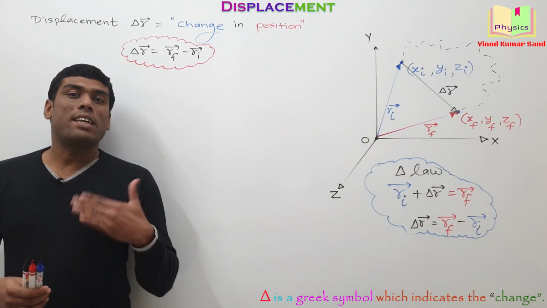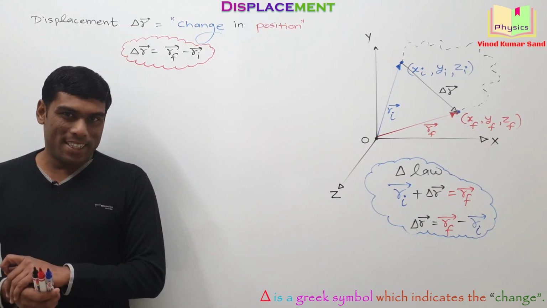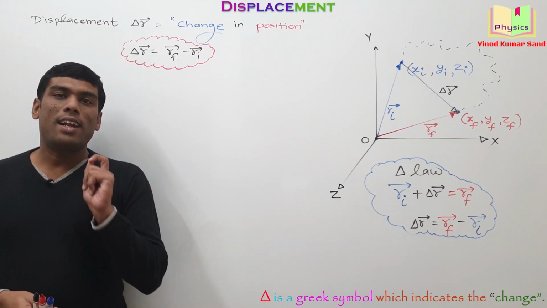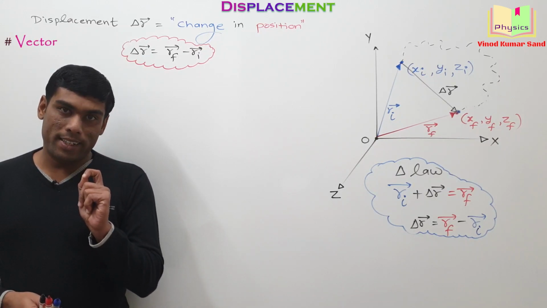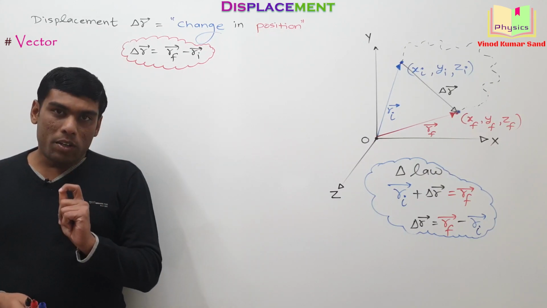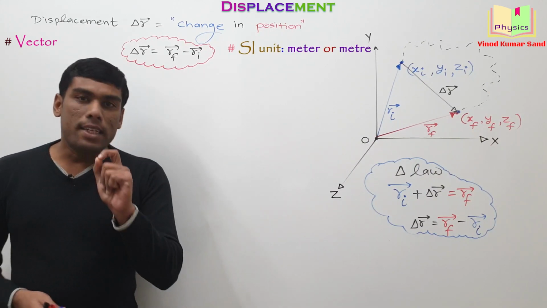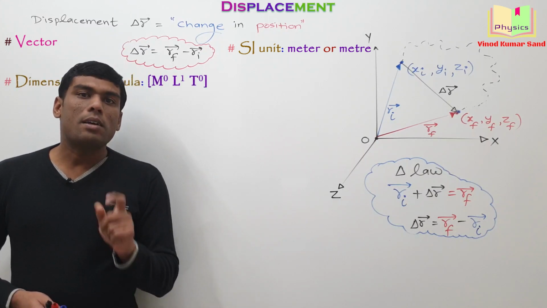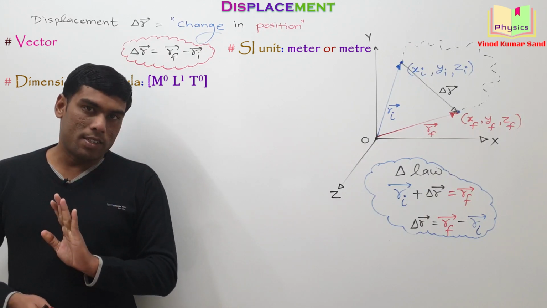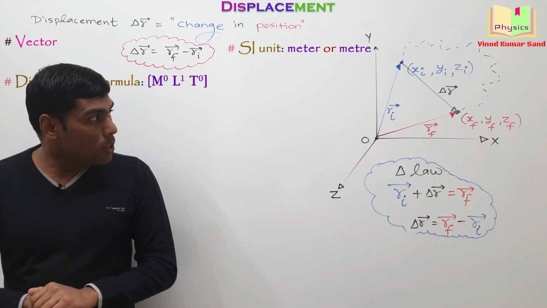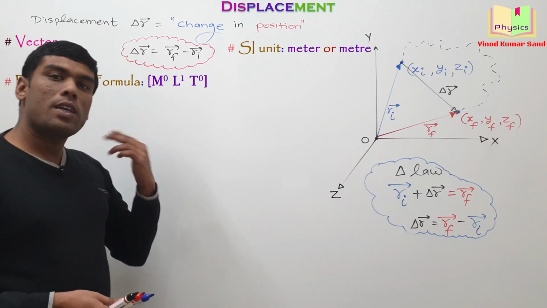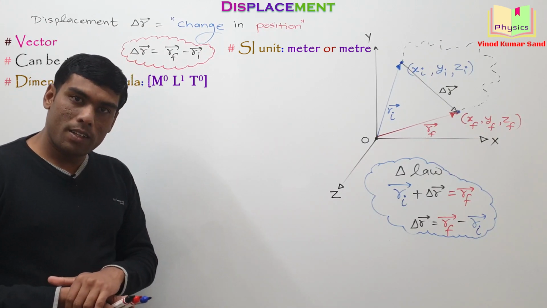Now we'll be writing few important points about the displacement. Number 1, looking at the formula, we can tell it's a vector quantity. Second thing, its SI unit will be meter. The dimensional formula will be mass to power 0, length to power 1 and time to power 0. Fourth important point, this displacement can be positive, can be negative, or can be 0.